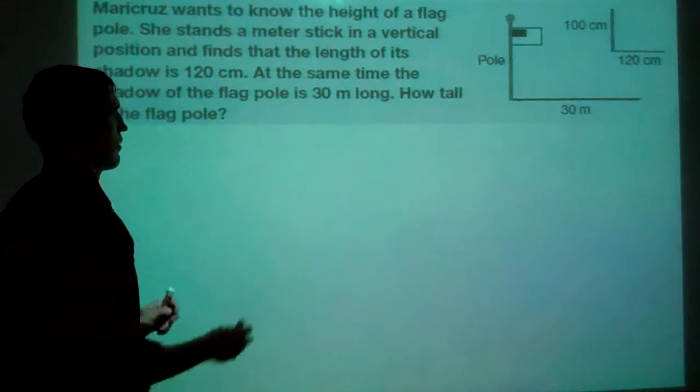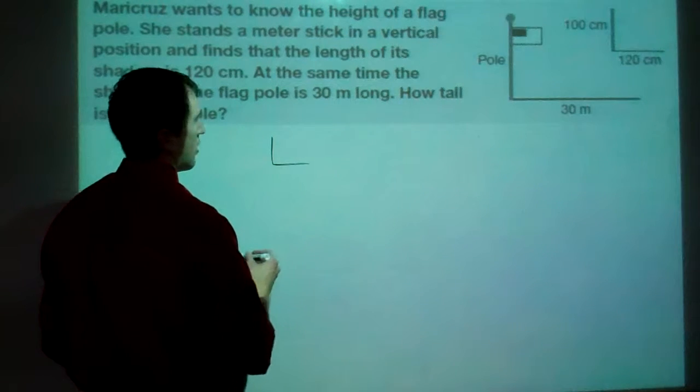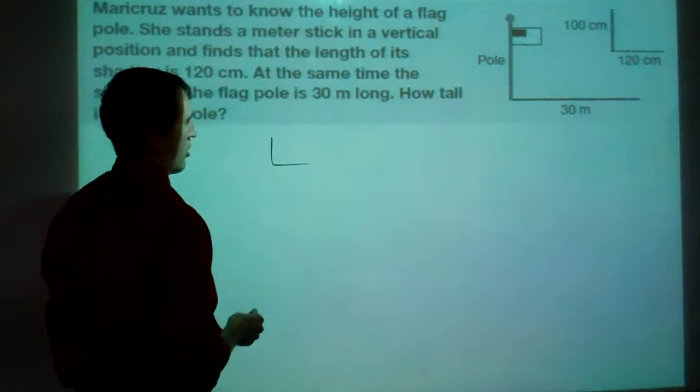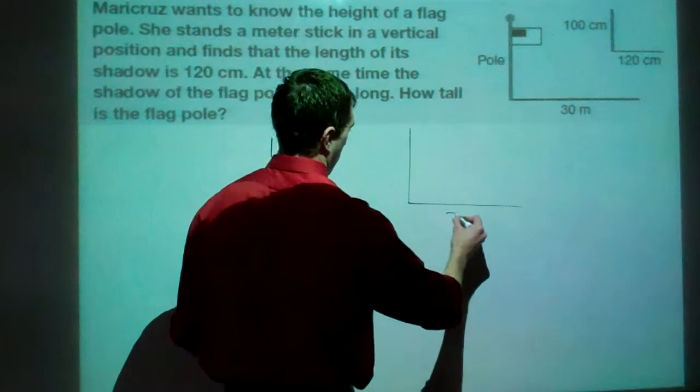So here's what we have. We have our meter stick and its shadow, and then we have the pole and its shadow.